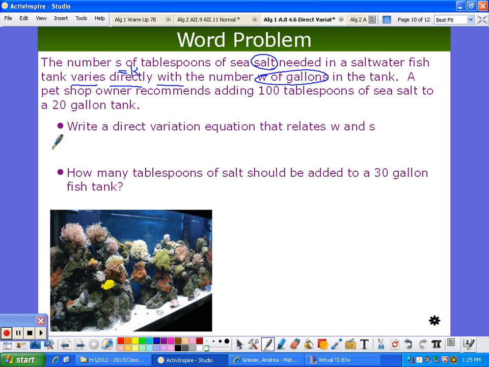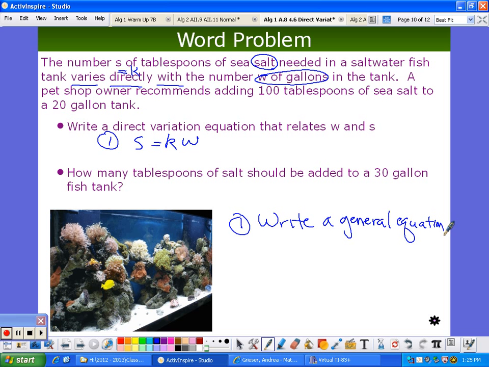So when I'm working on this part here, write a direct variation equation that relates W and S. I read the problem, and I'm translating it into the math as I write. Salt, and I'm going to use an S to represent salt, varies directly with equals K, the gallons of water, W. So I write a general equation. This is step 1. And you should write down these steps so you have them. Write a general equation with K.